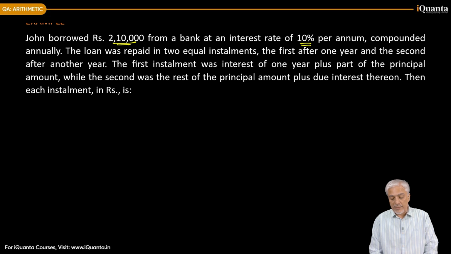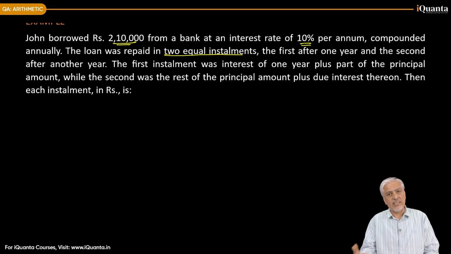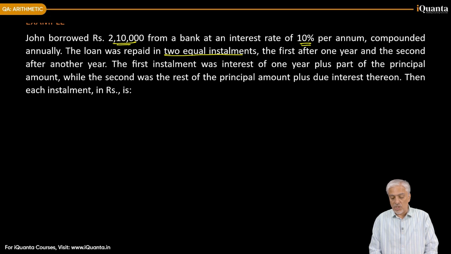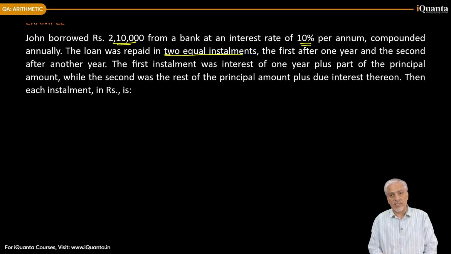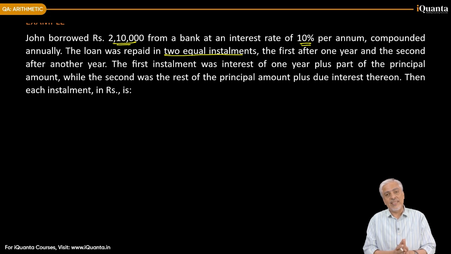The loan was repaid in two equal installments. The first after 1 year and the second after another year. The first installment was the interest of 1 year plus part of the principal amount, while the second was the rest of the principal amount plus whatever interest there was. Now, basically the installments are two equal installments, right?